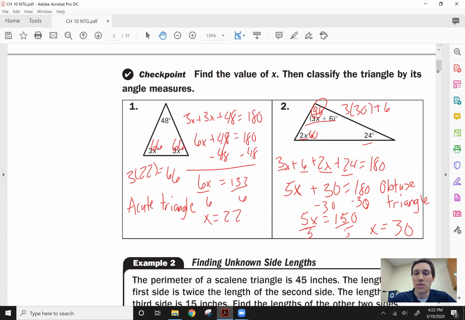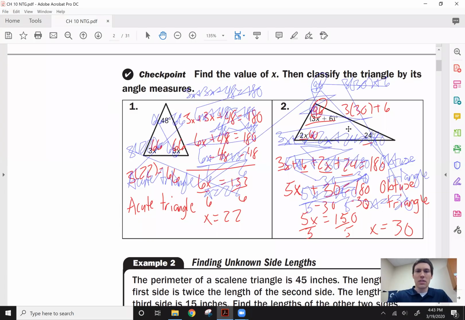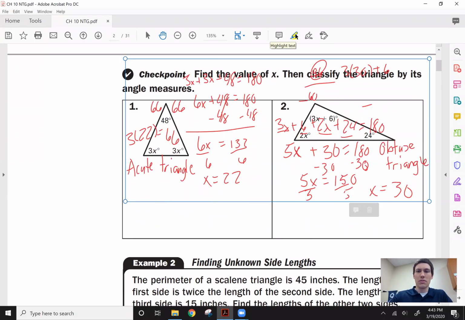So that's how you're going to do the first couple in your homework assignment. All right, and now let's go on to example 2.